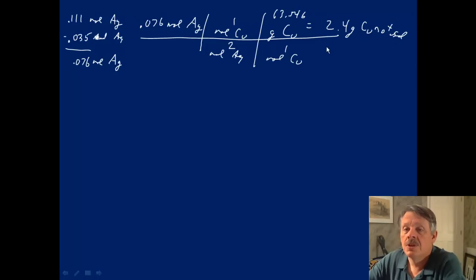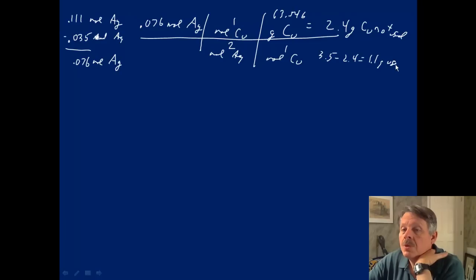Well, since I started with 3.5 grams, 3.5 minus 2.4 gives me 1.1 gram used. Well, that makes sense, because I said we had about twice as much that we didn't use compared to what we did use, so that kind of makes sense. Right.